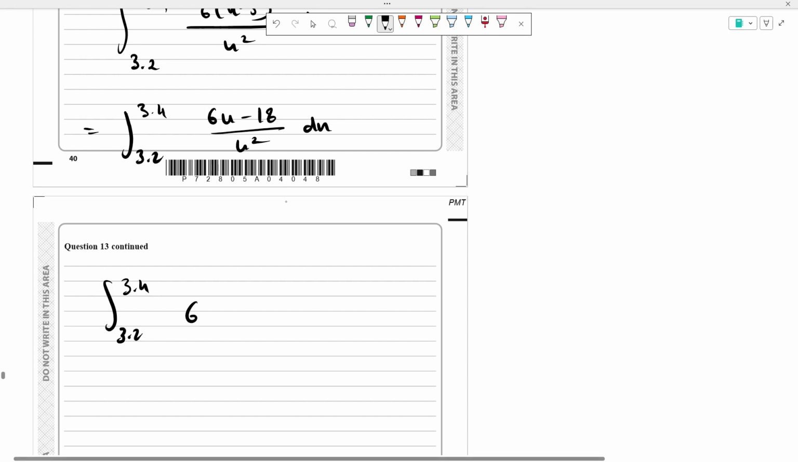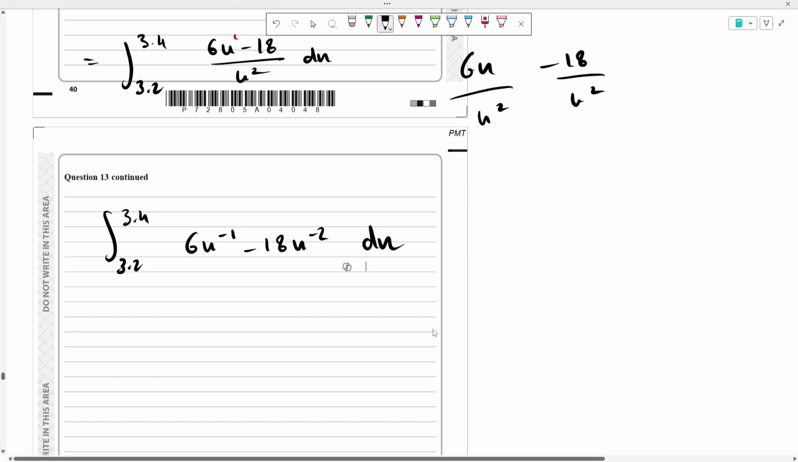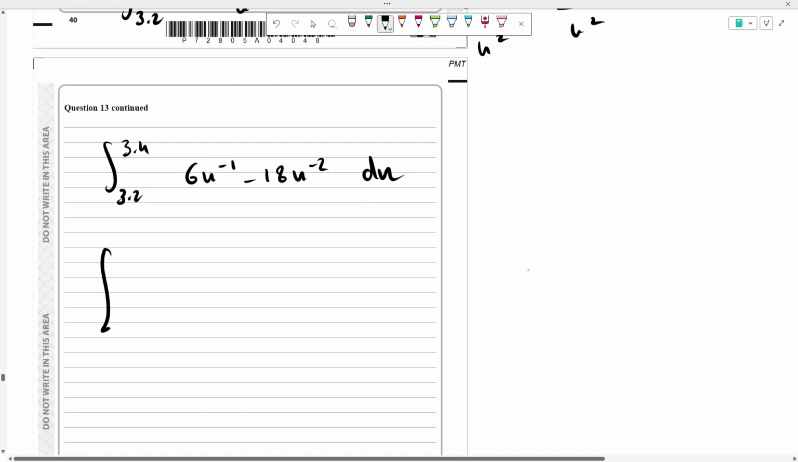So we end up with 6u to the minus 1, because our power is 1 here. 1 minus 2 gives you minus 1. And then the other bit can be minus 18u to the minus 2. Okay, if you're unsure how I went from here to here, I essentially just separated the fractions like so. And you can see that this goes to there, and it's going to be du. Cool. And now we can go ahead and integrate this.